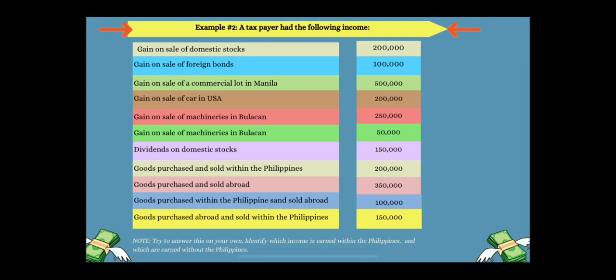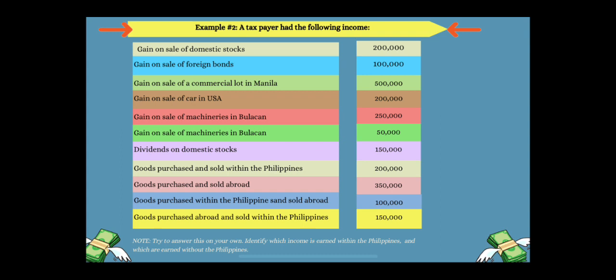Third is the gain on sales of a commercial lot in Manila. Since Manila is part of the Philippines, the production will be within the Philippines and also the distribution will be in the Philippines. Fourth is the gain on sale of a car in USA. So the production is in the Philippines but the distribution is in USA. Gain on sales of machineries in Bulacan. So the production will be in Bulacan, so the distribution will be in Bulacan also.